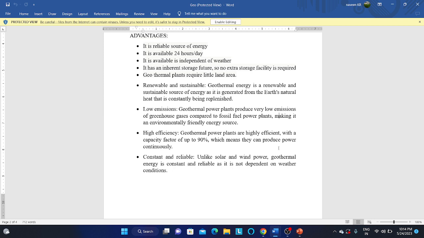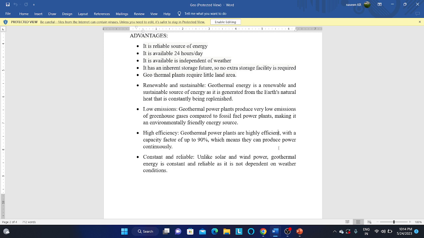Geothermal energy is renewable and sustainable. It is a renewable and sustainable source of energy as it is generated from the Earth's natural heat that is constantly being replenished. Why? Because it is produced from the Earth's natural heat. So that's why it's renewable and sustainable.